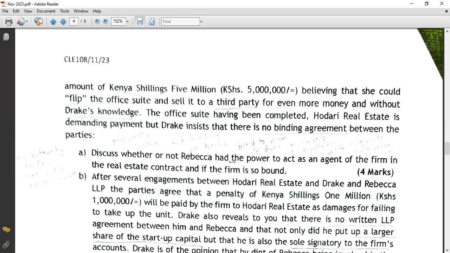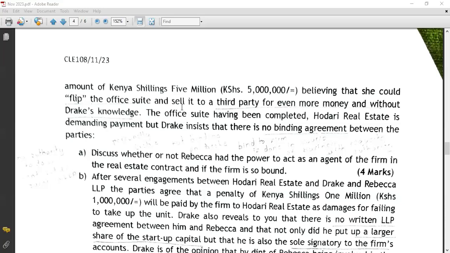Yes. Good. That is the answer. This is a question that is usually repeated many times. Whether a partner can bind a partnership where there is no express authority to do something.